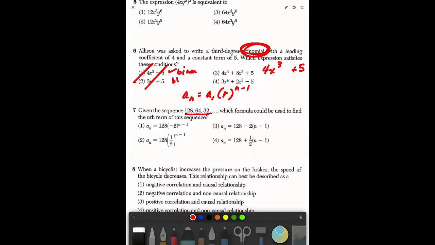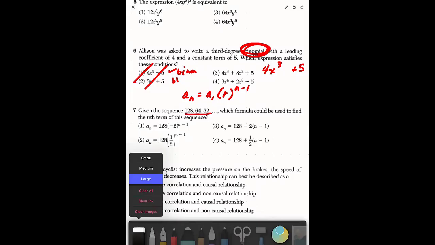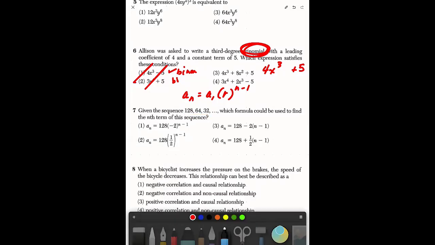So the way that I try to teach my students, and sometimes they are with me, sometimes they're not, is you always start this way and go this way. And what I mean is it's going to be 32 divided by 64, which is 1/2. And then it's going to be 64 divided by 128, which is also 1/2. So the common ratio is 1/2. So R equals 1/2.